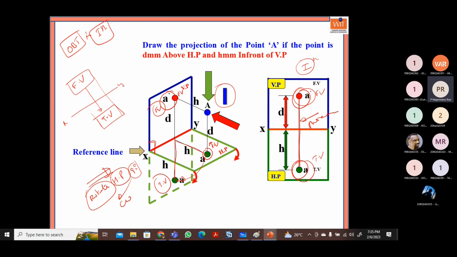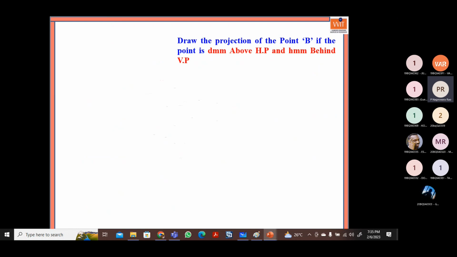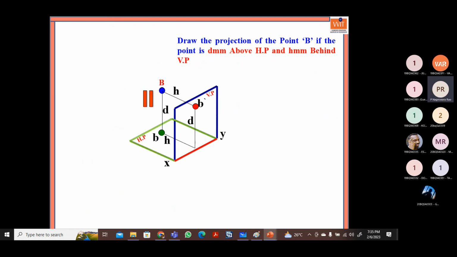So like this, when the object is taken in the first quadrant, after rotation, above the XY line is the front view image and below the XY line is the top view image that we need to draw. So let us take the case when the object is in the second quadrant. Now the observer will be here only, always. I told you the observer is on this side only. Now the object is in the second quadrant.